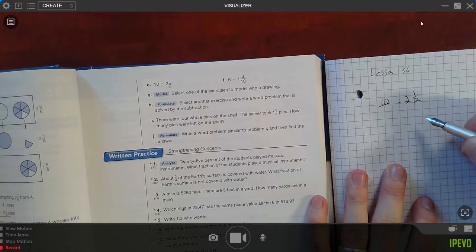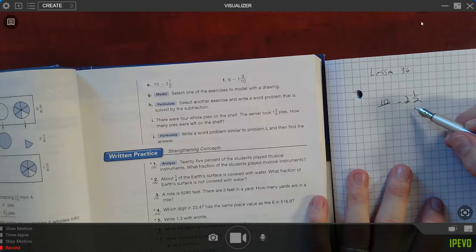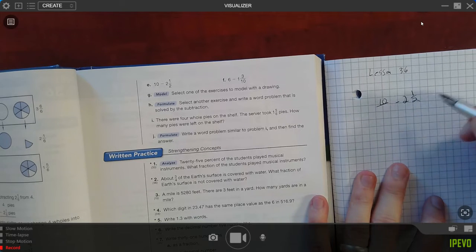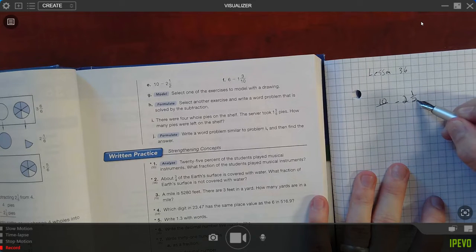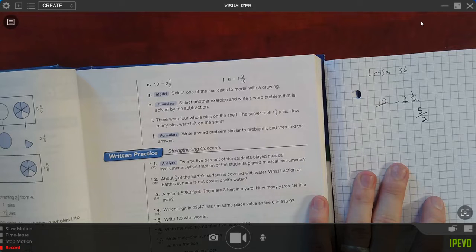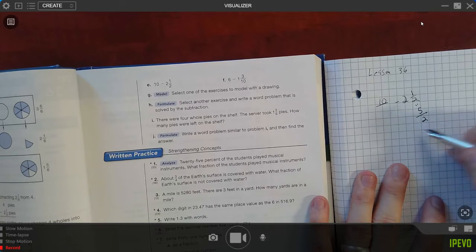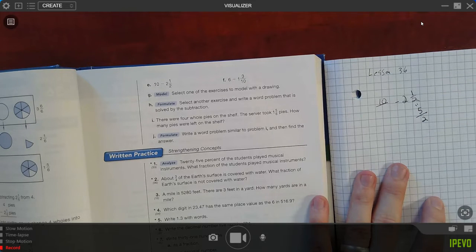Sometimes it might be easier to, and it is not in this case, but it could be, is to turn it into a fraction. So 2 times 2 is 4. 4 plus 1 is 5. So 5 over 2, okay, is the same. These are identical, okay? Now that is just a fraction. 5 halves is the same as 2 wholes and a half, okay?